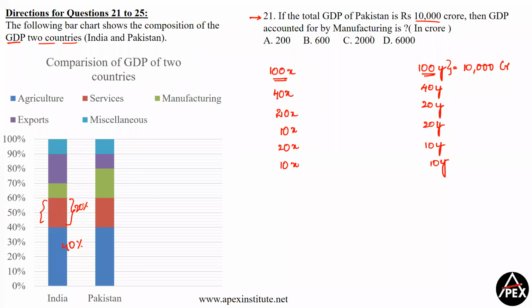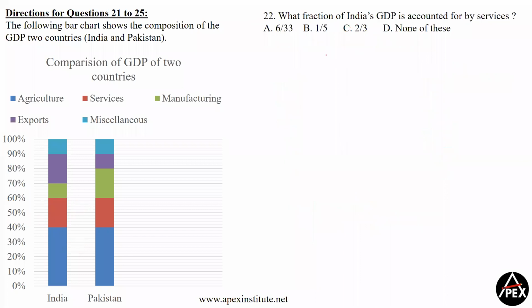Then the GDP accounted for by the manufacturing section: if 100y is equal to 10,000 crores, what was the amount spent on manufacturing? 20y, isn't it? So you need to find the value of 20y, which will be 2000 crores. Out of the total GDP of 10,000 crores, 2000 crores are spent on manufacturing. So the answer for this question should be C.